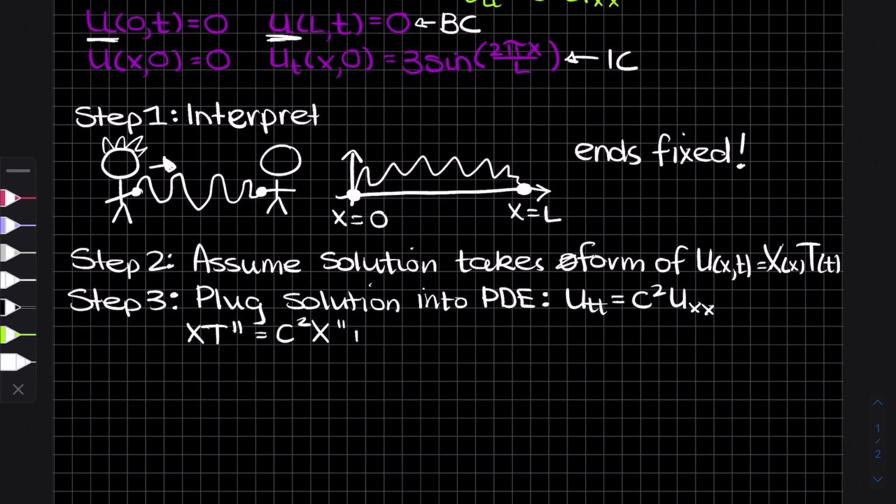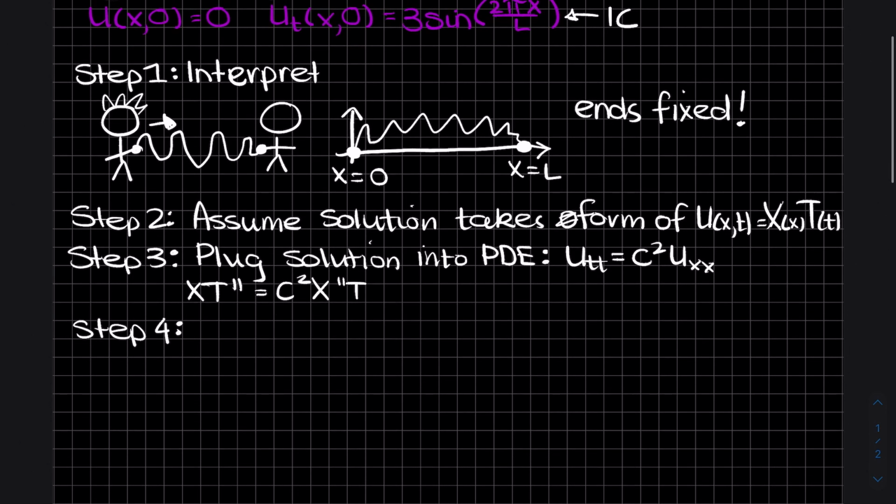X double prime t. So step 4: use separation of variables. The method of separation of variables, I'm just going to write SOV for short. All separation of variables is, we want all the x variables on one side of the equation, all our t variables on the other side of the equation.